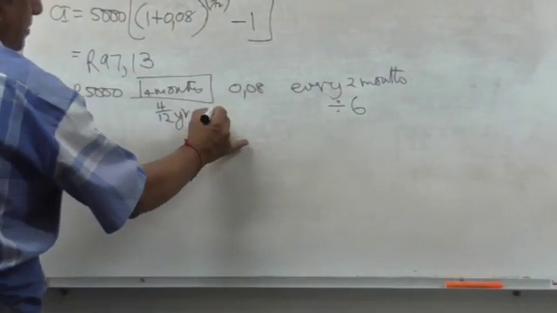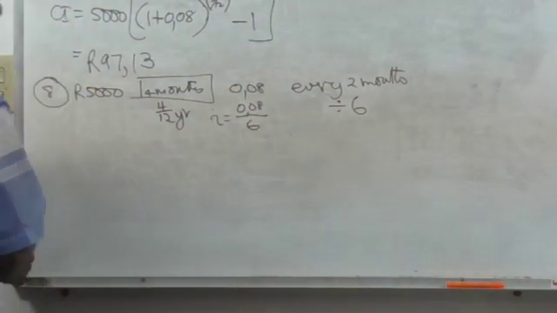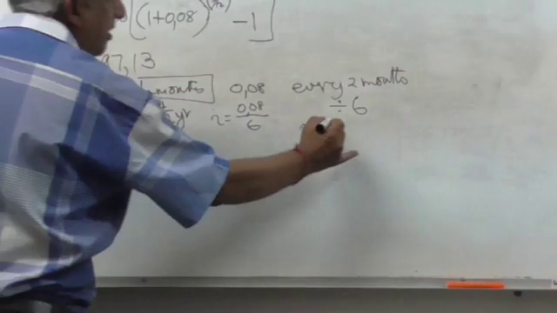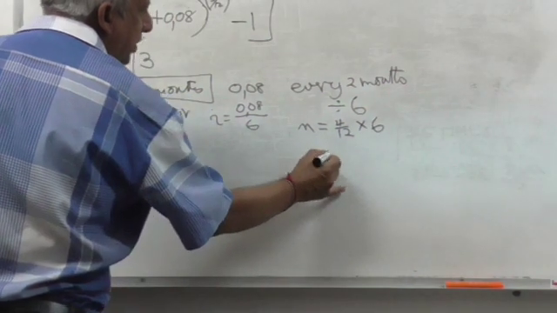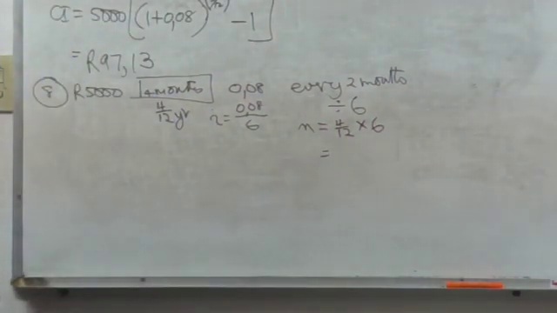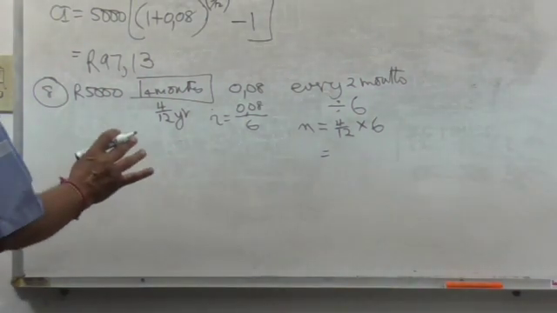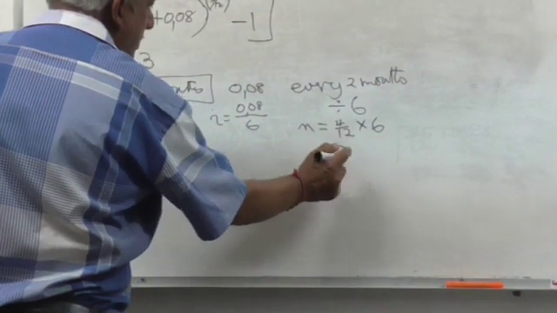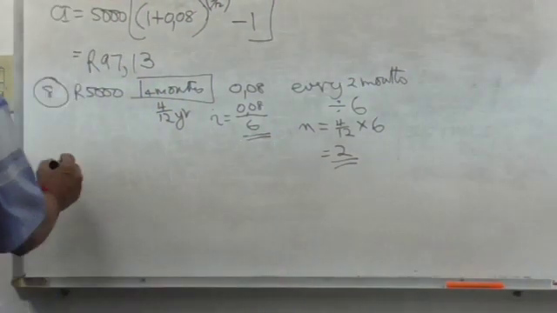So the i will be 0,08 divided by 6. The n, which is 4 over 12 times 6. You put that in the calculator. 4 over 12 times 6. When you put it in the calculator, you will end up with the answer 2. You will see this becomes 2. So put that in the formula and put this in the formula.